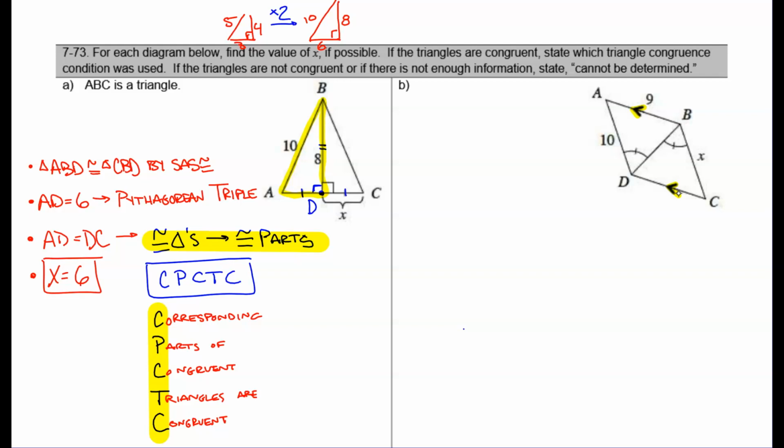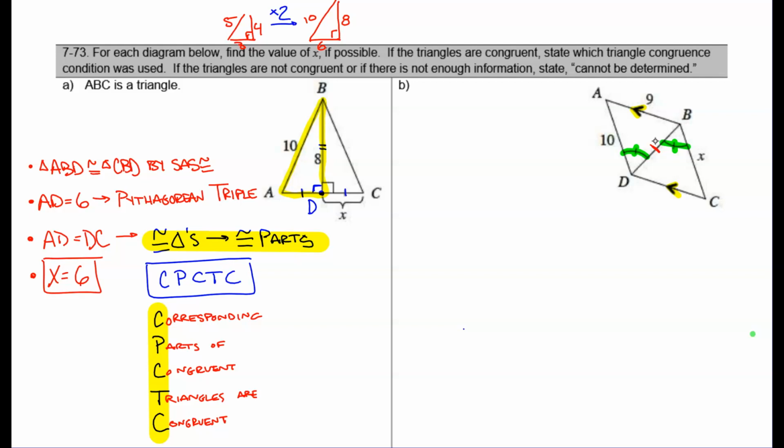Okay, we also know that we have a pair of angles that are the same. Those two marks there mean that those two angles are congruent. And did you notice a shared side? We've got side length BD here, which is between both the triangle on the left and the triangle on the right.